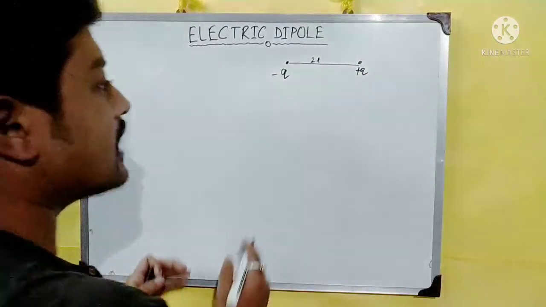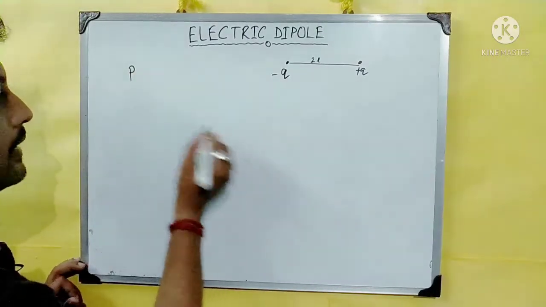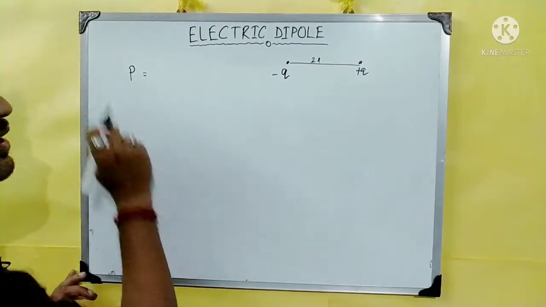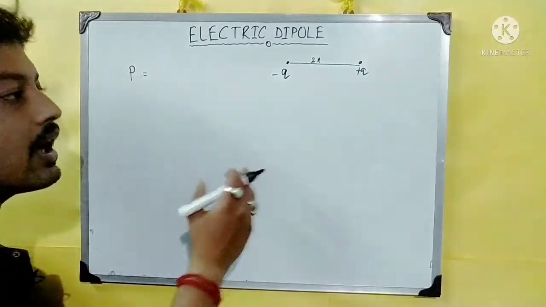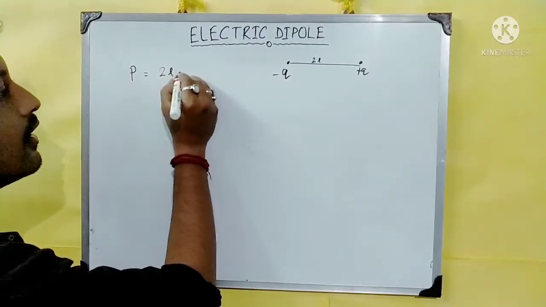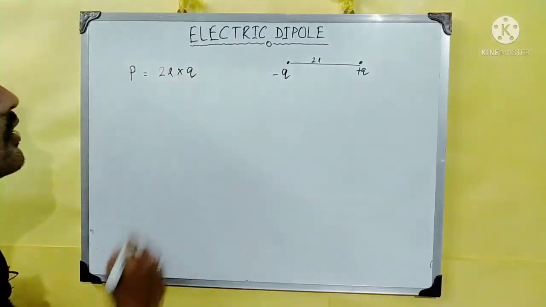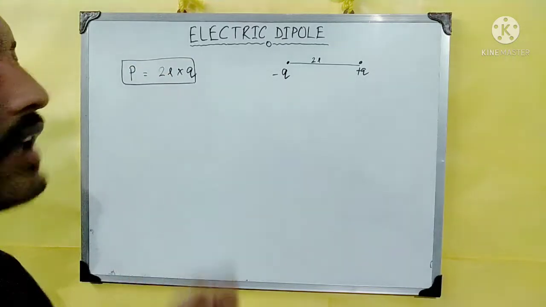So electric dipole will have an expression, and it is denoted by p. Electric dipole is denoted by p. It will have an expression of just the product of this distance and the charge. So it will be 2l into q. That means 2lq is the amount of electric dipole.